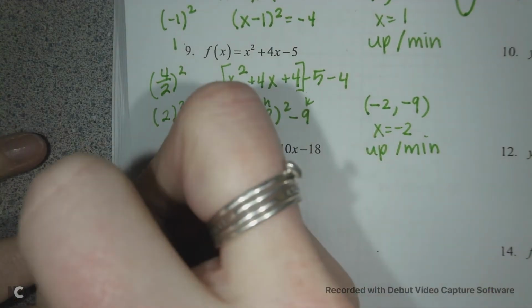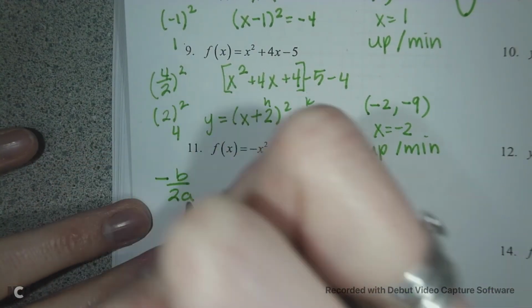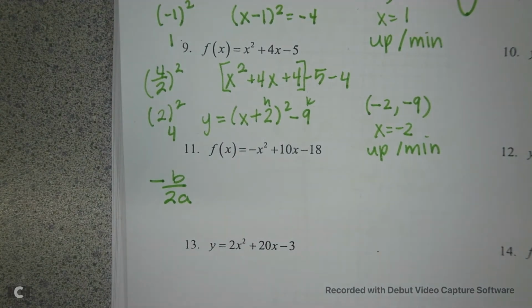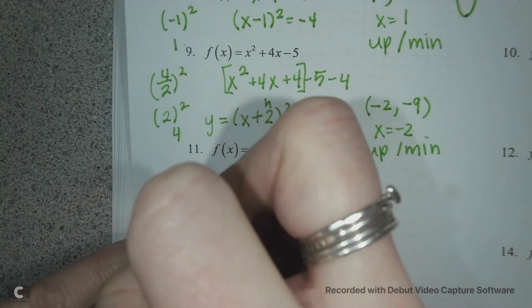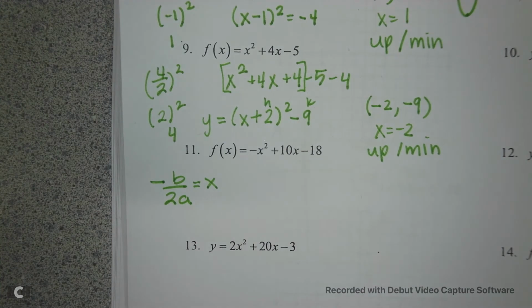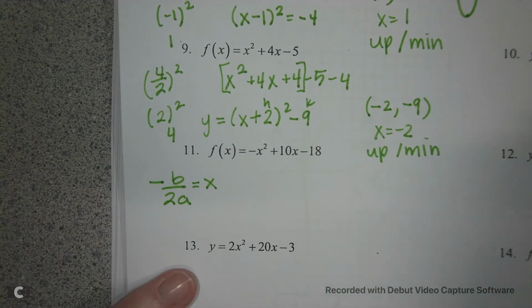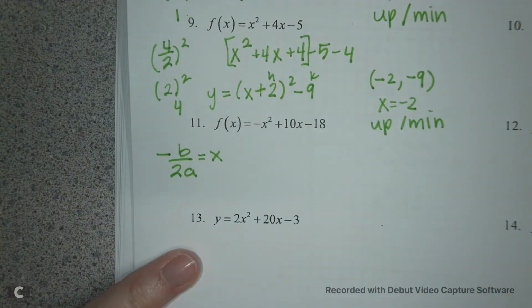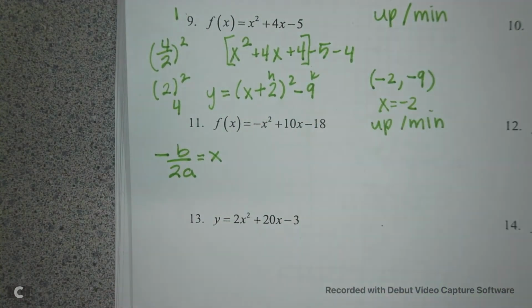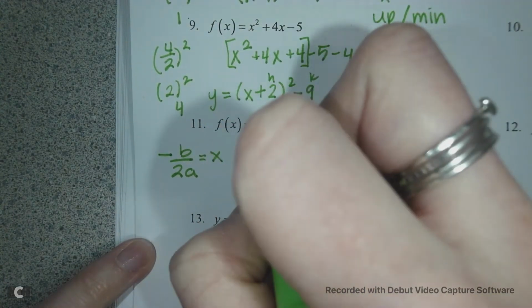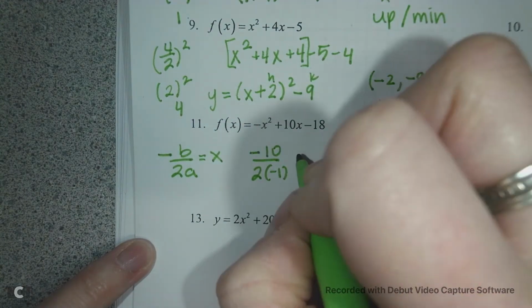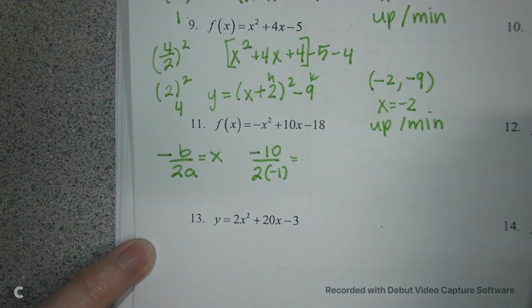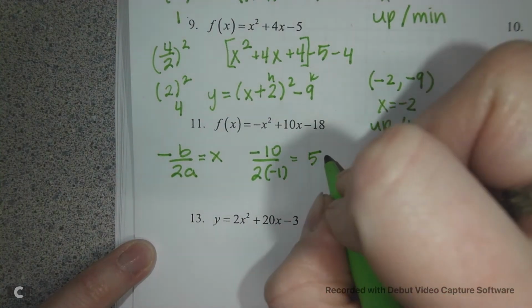So the shortcut is negative b over 2a, kind of like the quadratic formula. And that equals our x value. All right, so what we're going to do is the shortcut. With leading coefficients, I like to use this. With no leading coefficients, it's nice and easy to complete the square. All right, so negative b is negative 10 divided by 2 times negative 1. Negative 10 divided by negative 2 is 5. All right, and that is my x value.